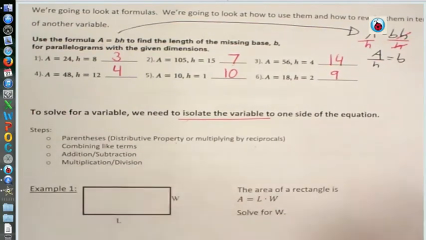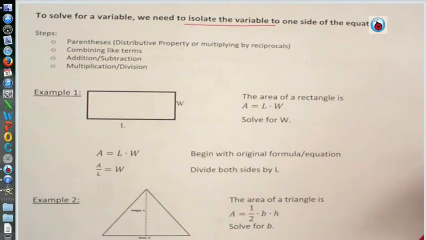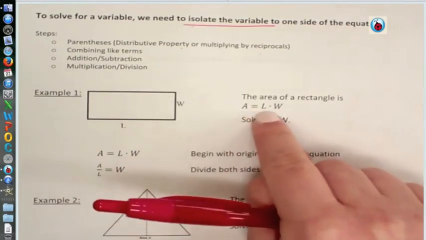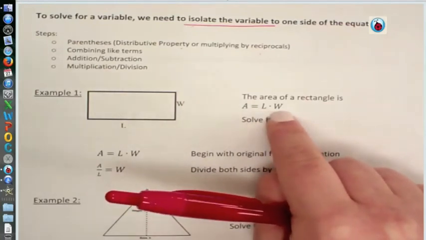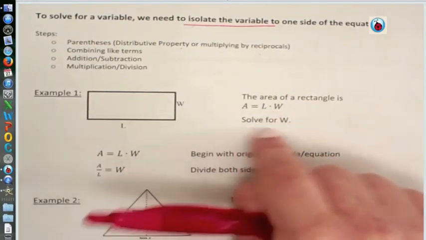Let's see some examples. So here's an example using geometry. The area of a rectangle is area equals length times width. That's actually the same as base times height. Sometimes we just call it length times width, but it's the same thing. We're going to solve this equation for W.